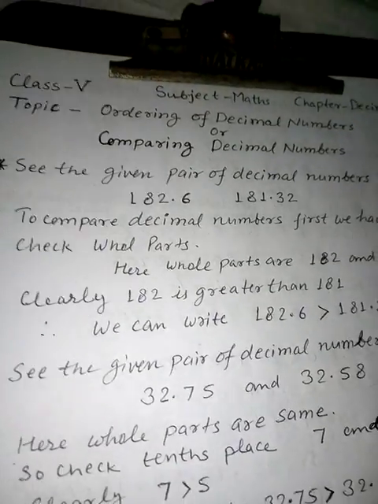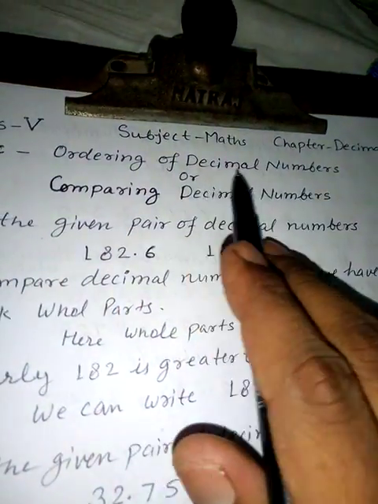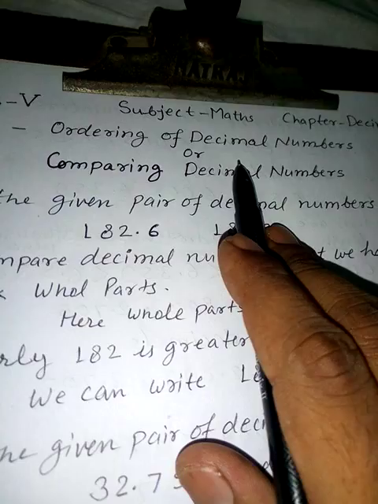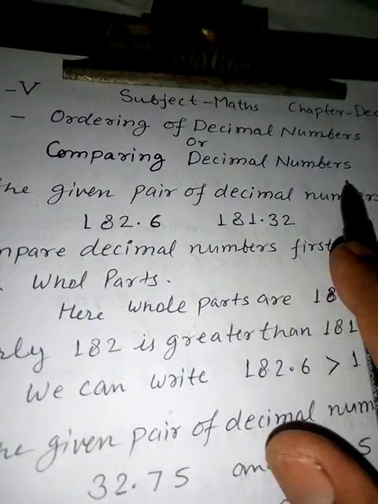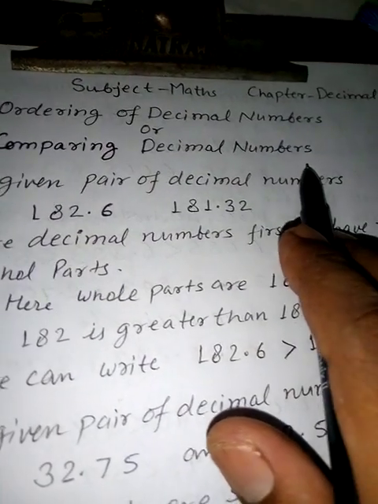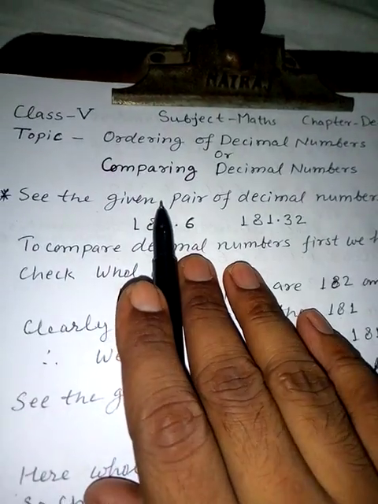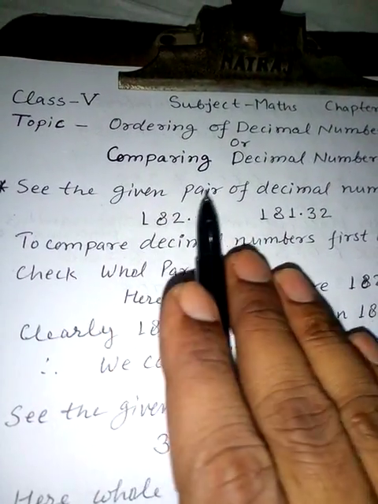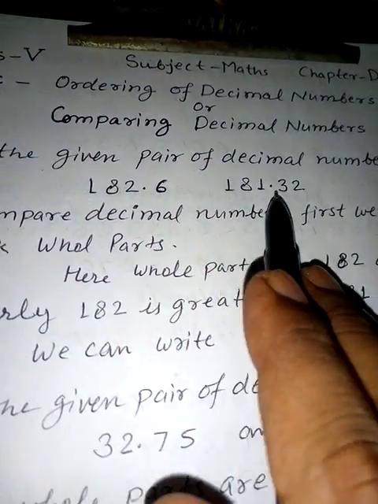So take a look at this. Students, our topic is ordering of decimal numbers. Ordering means writing decimal numbers in ascending or descending order. Or you can say comparing decimal numbers. It means comparing decimal numbers to see which is greater or lesser. So first come with the comparison. See the given pair of decimal numbers.